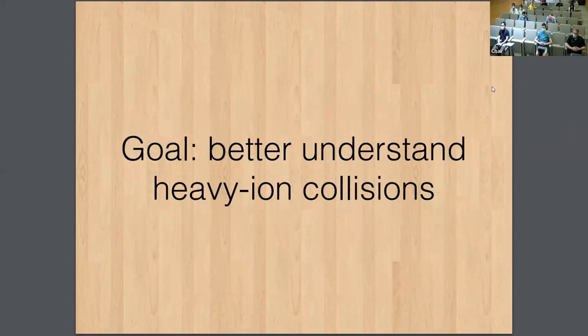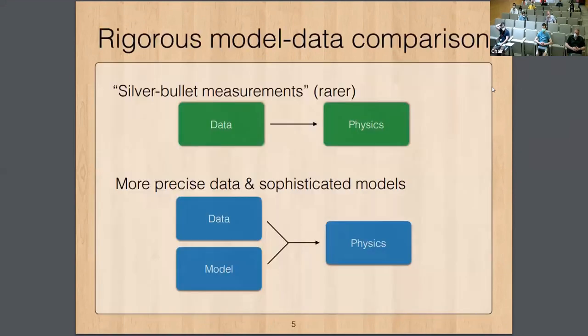The underlying goal really is to better understand heavy ion collisions. In order to understand this, of course, we look at data. Roughly, there are two ways we can operate. The first one is what I call the silver bullet measurement. We measure something, we look at it, and we learn something from it directly. For example, the dihadron correlation, where we see the opposite side is completely gone, and we gain insight directly from that. But this kind of measurement is rarer.